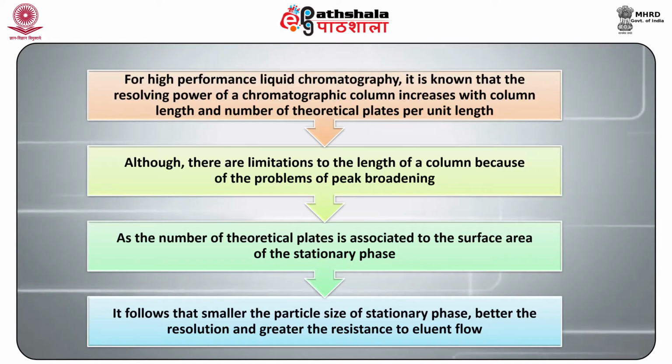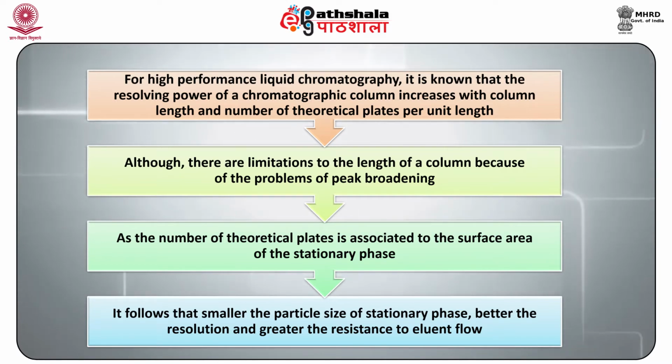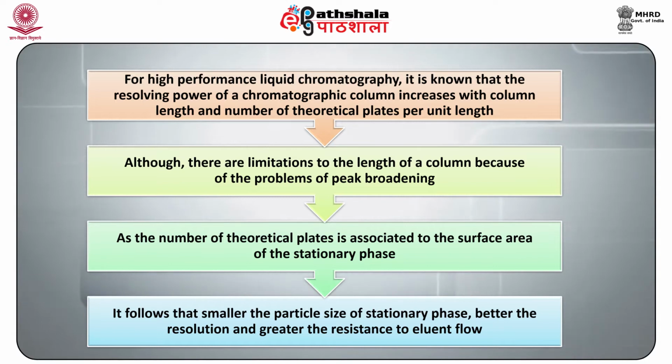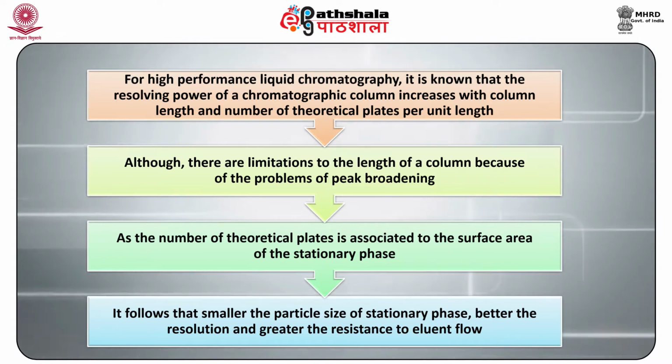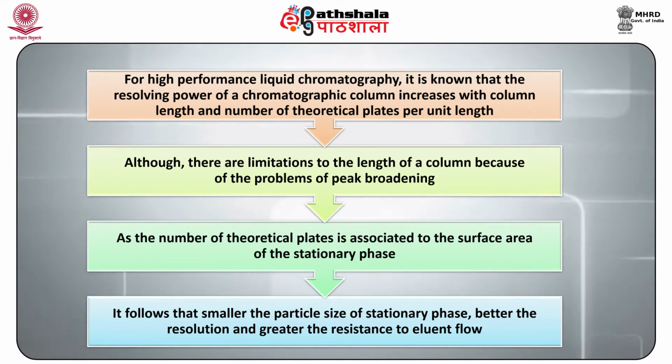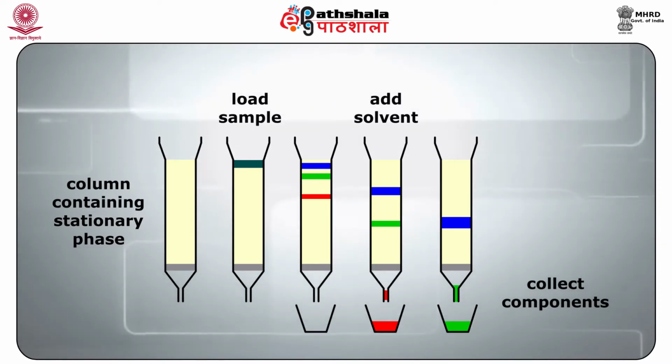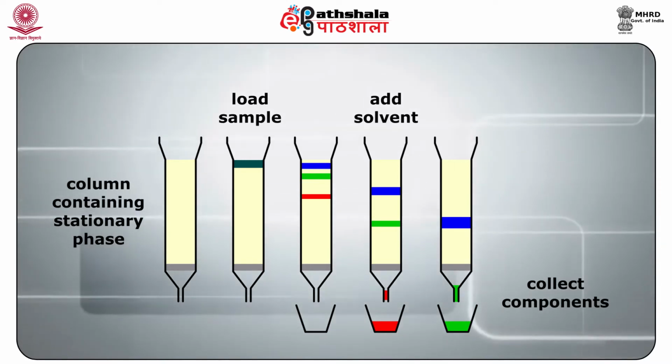For high performance liquid chromatography, it is known that the resolving power of the chromatographic column increases with the column length and number of theoretical plates per unit length, although there are limitations to the length of the column because of the problems of peak broadening. As the number of theoretical plates is associated with the surface area of the stationary phase, it follows that the smaller the particle size of the stationary phase, the better the resolution and the greater the resistance to eluent flow. A schematic representation of the basic separation of the sample in the column is shown here in the given figure.